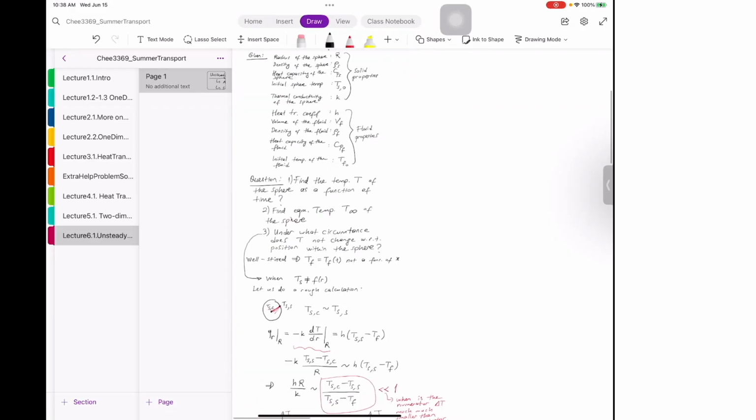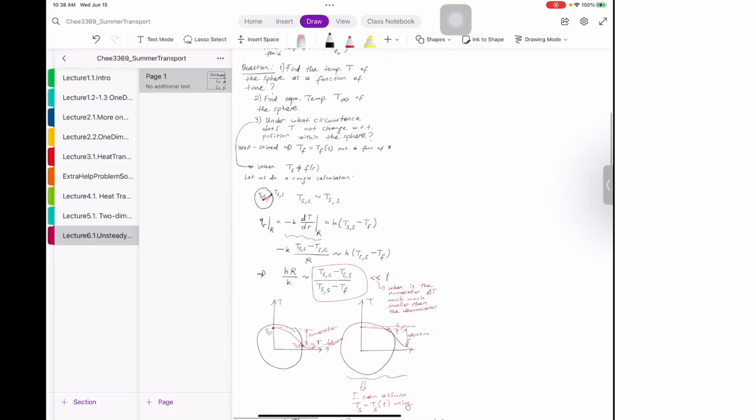So that's about our assumption. We learned how to validate it: just find h, k, and R, and estimate the Biot number hR over k and see whether it's much smaller than 1. If it is, then you can assume that the temperature is a function of time only. Okay, now let's go ahead and solve the problem.